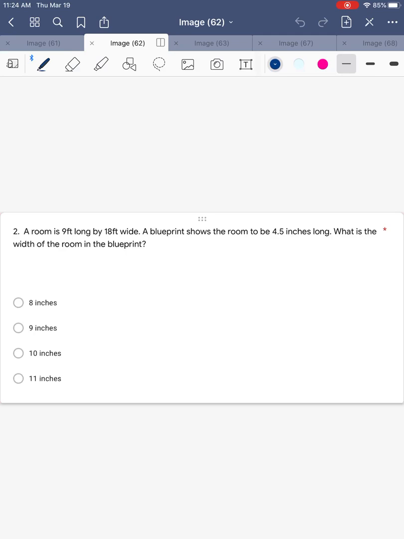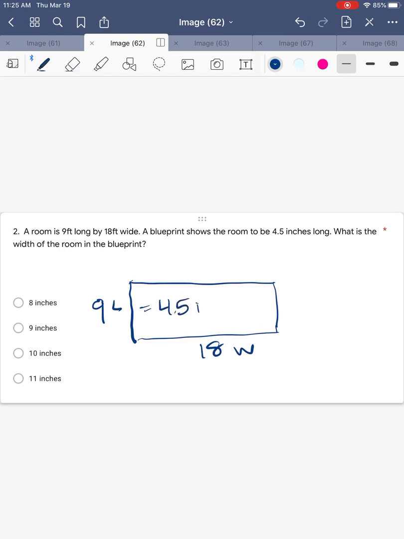Number 2, a room is 9 feet long by 18 feet wide. A blueprint shows the room to be 4.5 inches long. What is the width of the room in the blueprint? So we need to figure out what they have adjusted that to. So if I have a room that's 9 long, 18 wide, and the blueprint shows they're adjusting it, converting it to inches instead of feet. So if it's 4.5 inches long, then this converts to 4.5 inches.